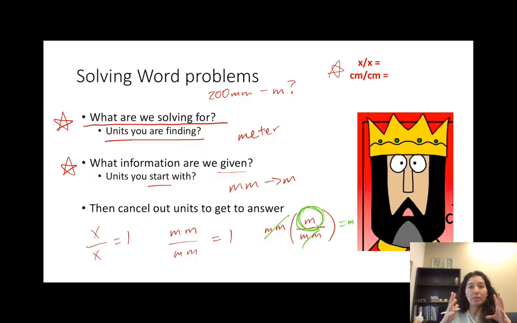Keep in mind when I use these parentheses, this is just saying millimeters times your meters over your millimeters. This is your division symbol, so we're dividing there, multiplying here. You just don't have to use a multiplication symbol whenever you have parentheses.